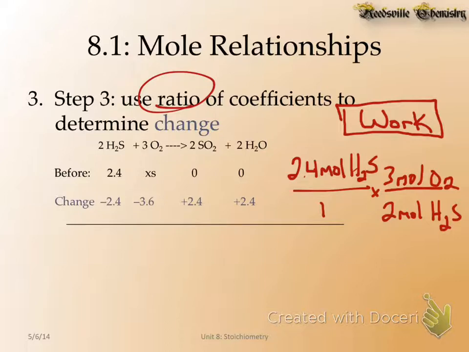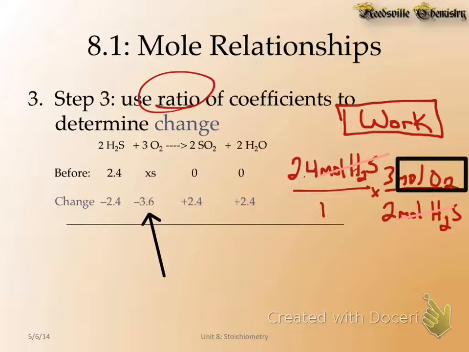When I fill in my little unit analysis table here on the right side in red, I should notice that my moles of H2S actually cancel out. One on top, one on the bottom. And what am I left with? I'm left with moles of O2. Exactly what I was looking for. Because it's moles of O2, that will go in right there.